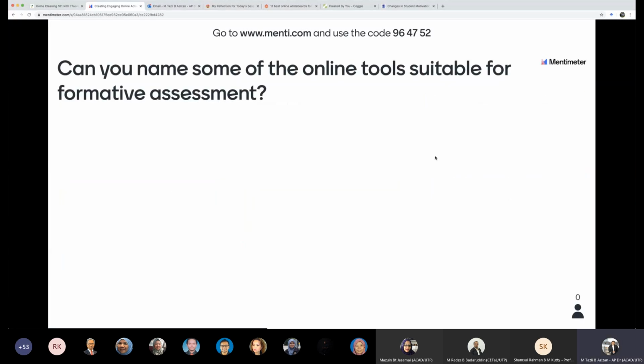All right. So the next question is, can you name some of the online tools suitable for formative assessment other than what you have shown me before? Can you think about some other online tools, or things that you feel that we should have, so that we can have formative assessment with the students?